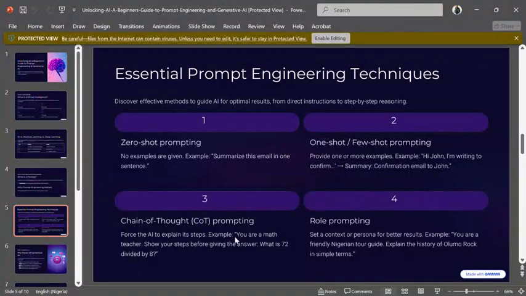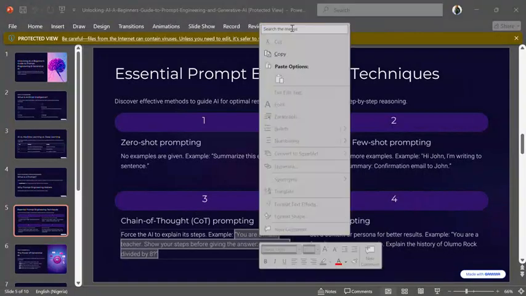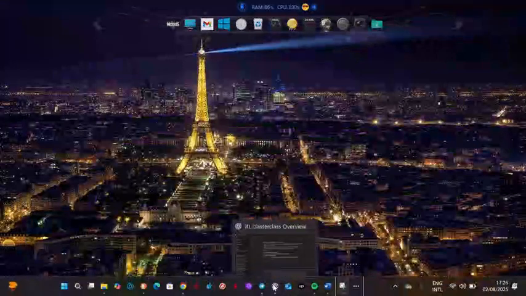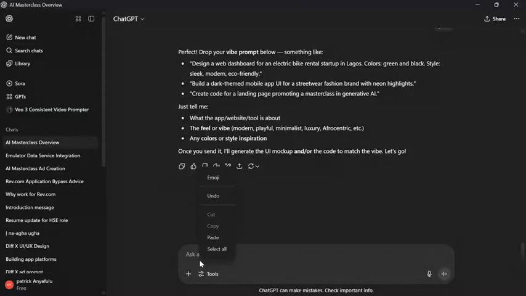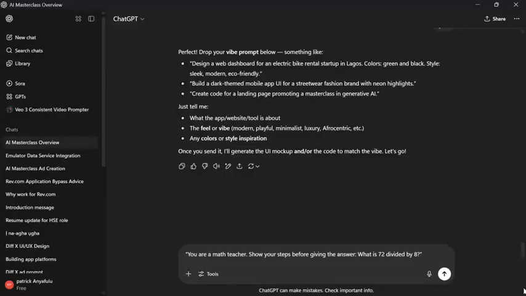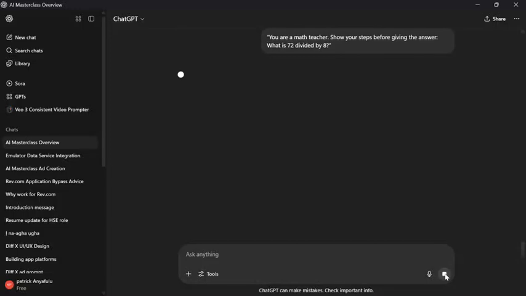I'm going to do this just for you to have a clearer understanding of what we're talking about. I'm going to use what we all know, ChatGPT. You can see my screen, yeah? Yeah, it's clear. We can see it. Okay, fine. Now this is chain of thought prompting: "You are a math teacher. Show your steps before giving the answer. What is 72 divided by 8?" This is what we have sent to ChatGPT.